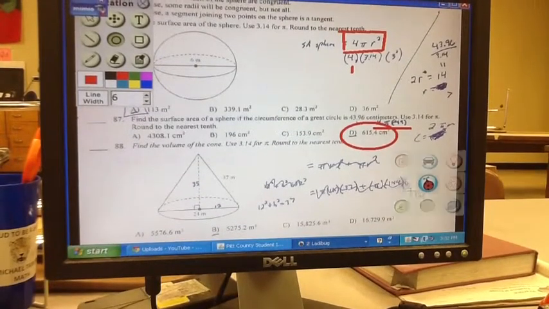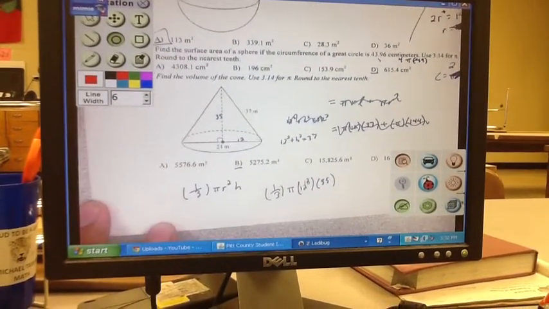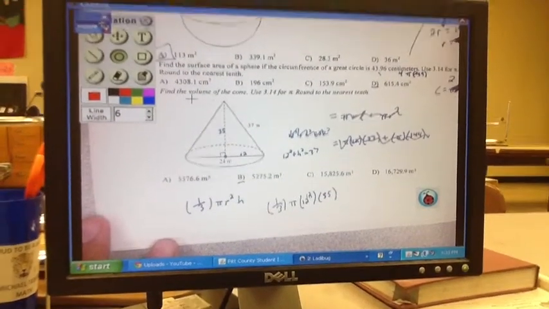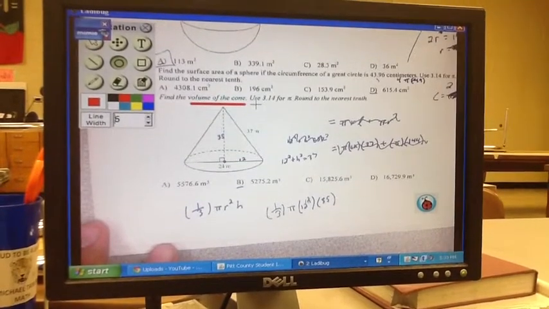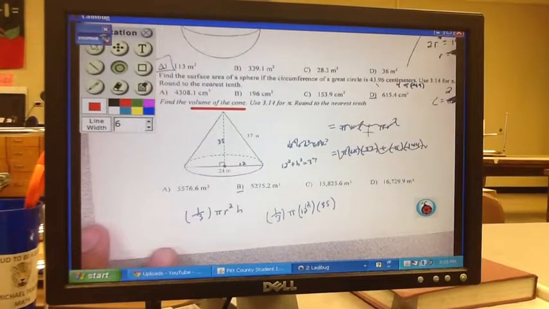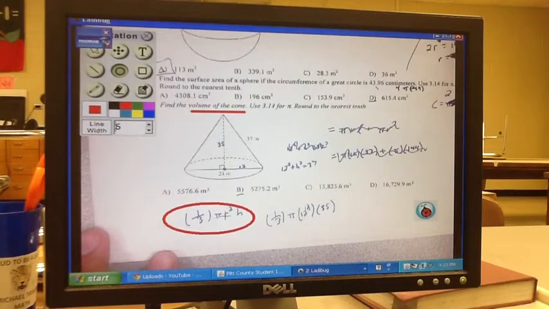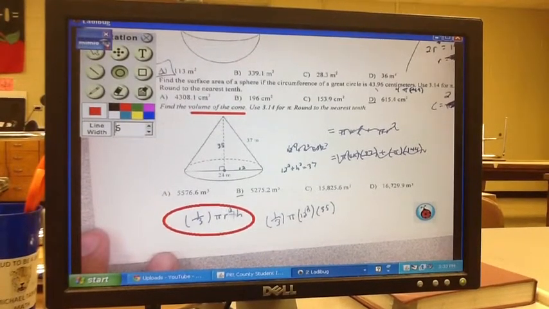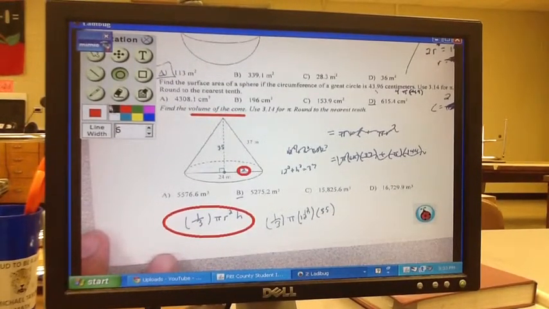Moving on to 88. Question 88 here. Alright, I got a cone. It says find the volume of the cone. I ended up writing down the wrong formula here. Remember, that's the surface area of the cone there. The volume of the cone's right here, 1/3 pi r squared times h. H is our height, r is our radius. We're told the whole thing is 24, so I know half of it's got to be 12. That's where I got that 12 there.